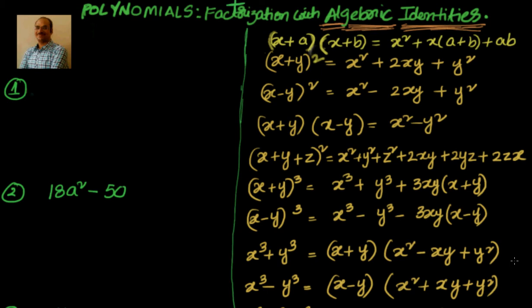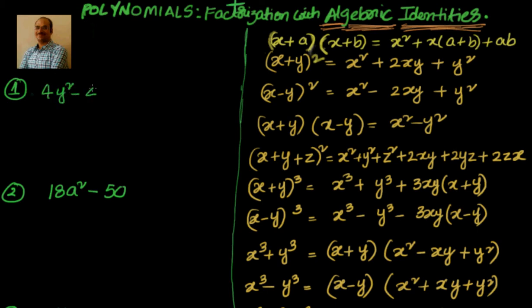So the problems will be in one of the forms given here. We have to identify in which form the problem will fit into. Then we have to apply that formula and factorize the polynomial. So let's start. Let's take some simple examples.